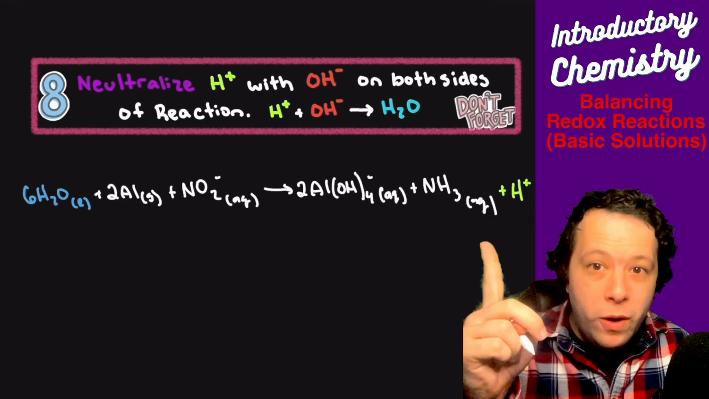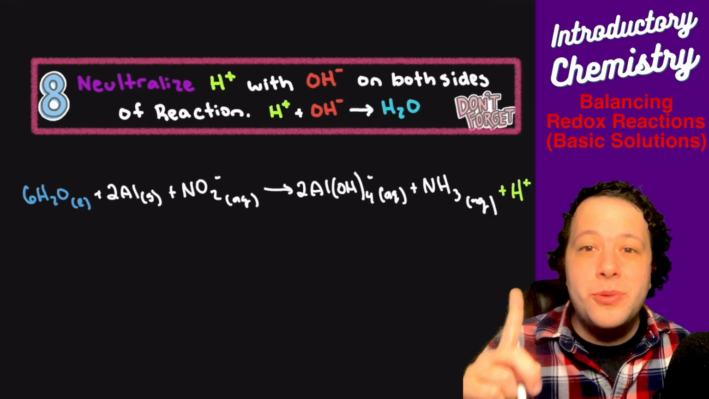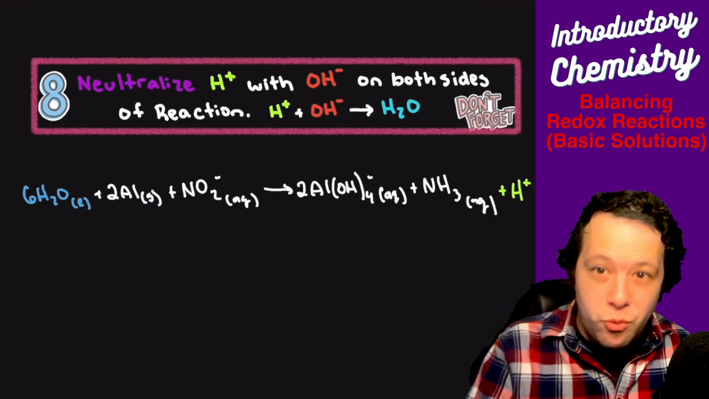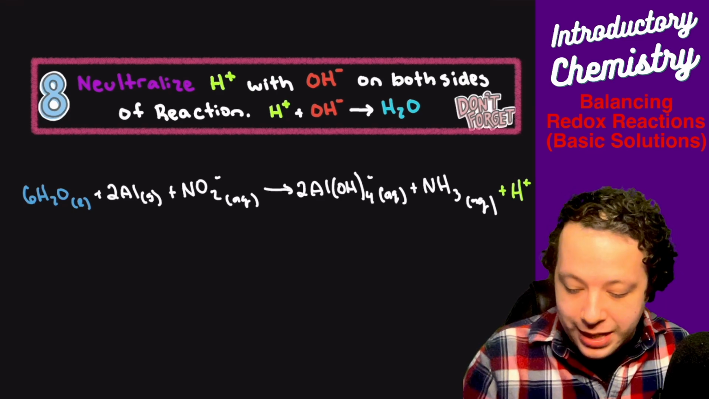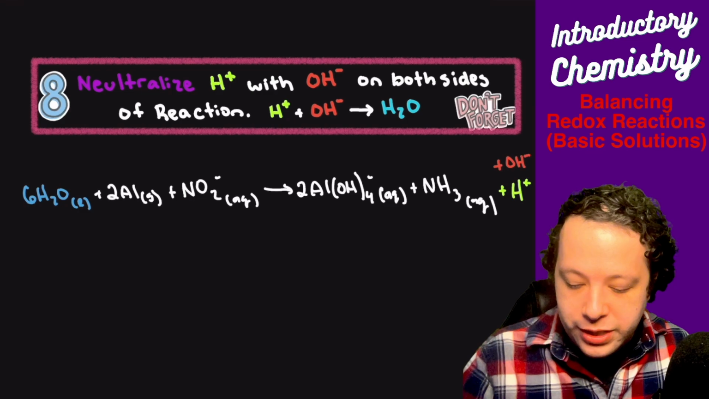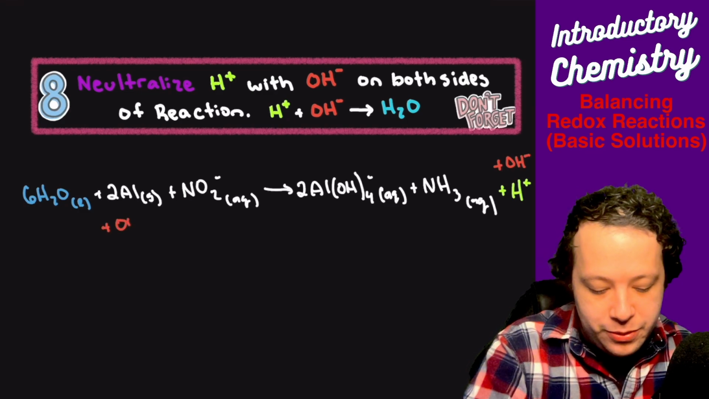So being that we have 1 proton, what that means is we're going to add 1 hydroxide to both the left and the right. We have to do it to both sides. It's not just 1. So I'm going to add that above, just to show an example. I'm going to add that to both sides.